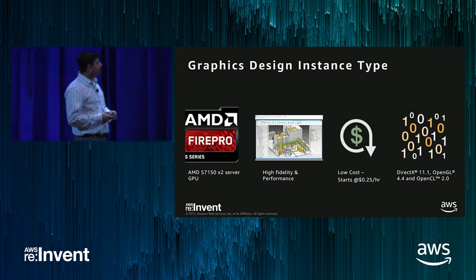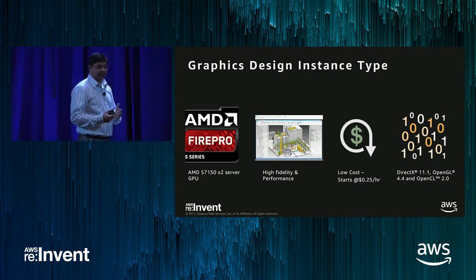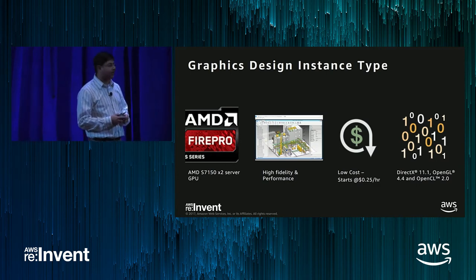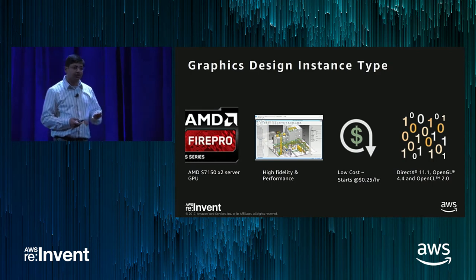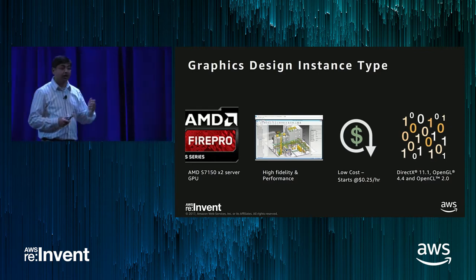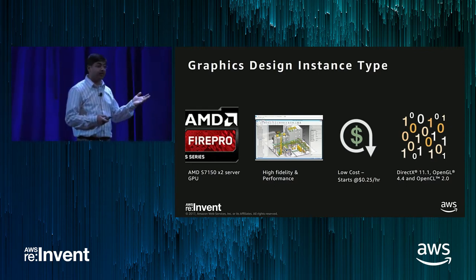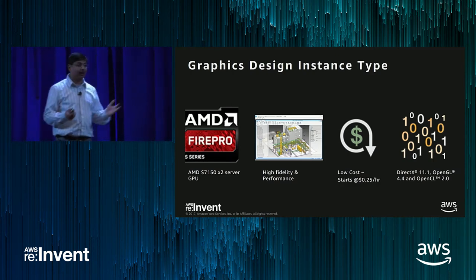So I'll dive deep a little bit into the two instance types that we believe are going to be our workhorse for our customers. The first one is the graphics design instance type. This is a virtualized GPU. This is the GPU that we are able to slice effectively so that we can offer it at a very low cost. So now you have a GPU instance that starts at 25 cents an hour in the US East region. It has a full-fledged GPU.